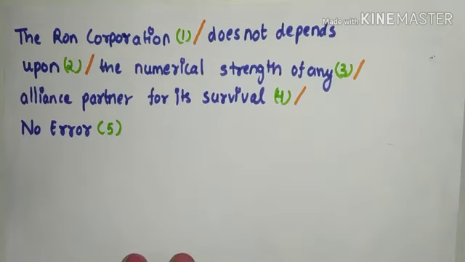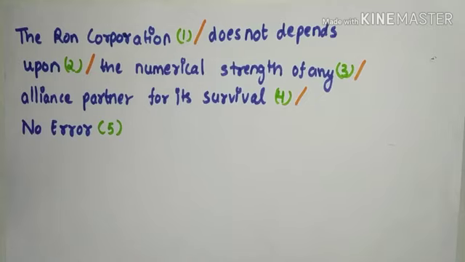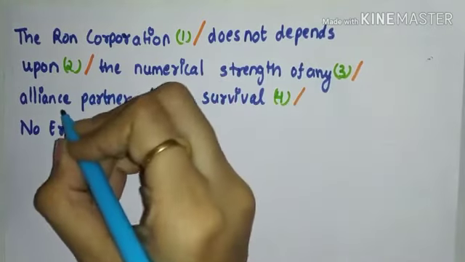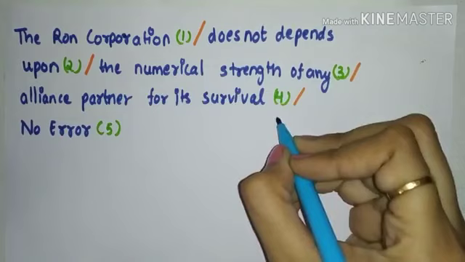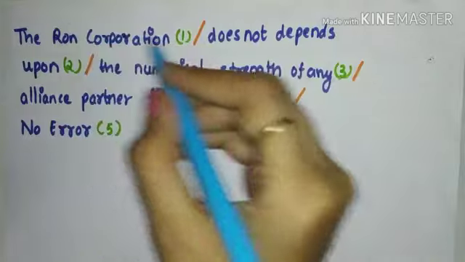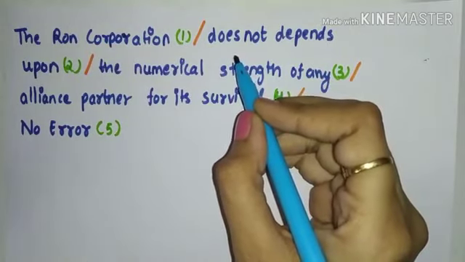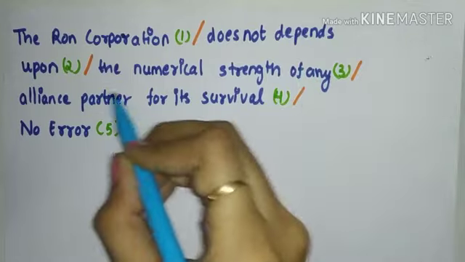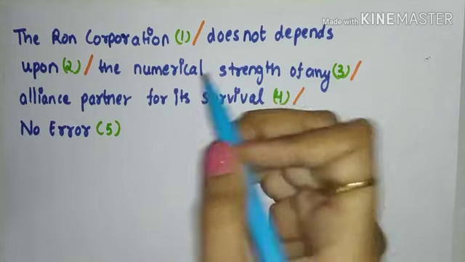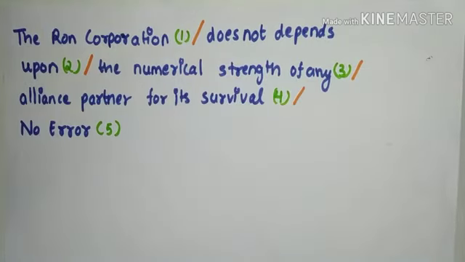So here is our very first question. The Ron Corporation does not depends upon the numerical strength of any alliance partner for its survival. No error is not a part of this question. This is the sentence, and the very first thing while spotting errors is to thoroughly read the sentence. Whatever part you feel is wrong, it can be one part or two parts, and sometimes you feel there is an error in none of the parts. In that case it has to be no error, but before choosing no error you have to be ultra sure that there is no such error.